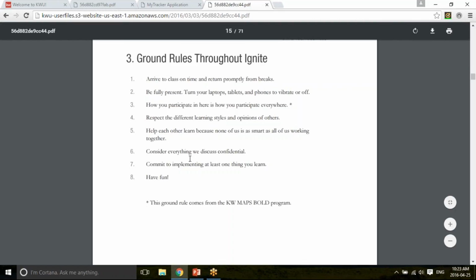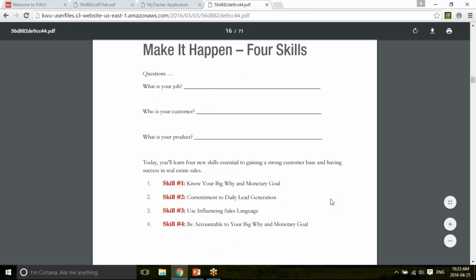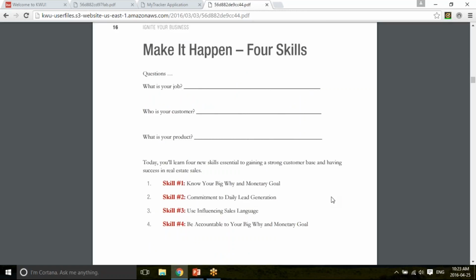Consider everything we discuss in this room as confidential. Commit to implementing at least one thing you learn, and of course we would like you to have fun. You have such a great group of teachers through this program, and that's one of the things that we're doing is mixing it up so that you get different perspectives and different experiences and different skill sets coming to you with information and knowledge throughout the program.